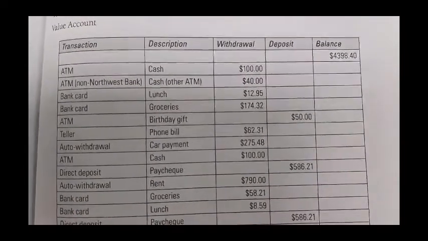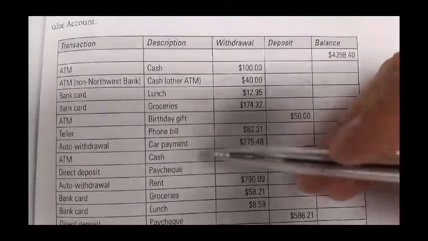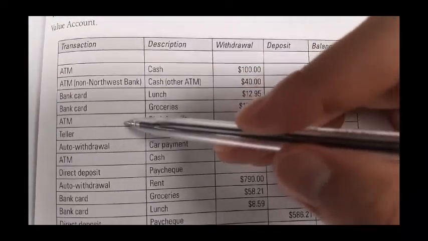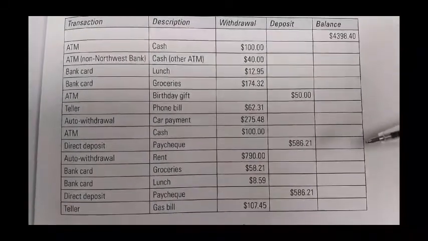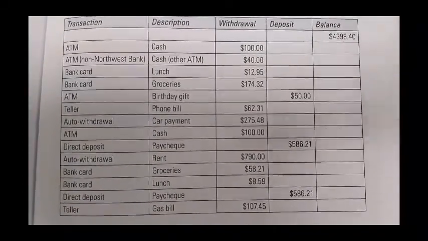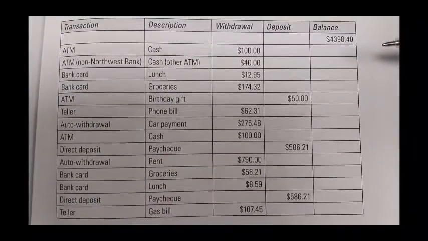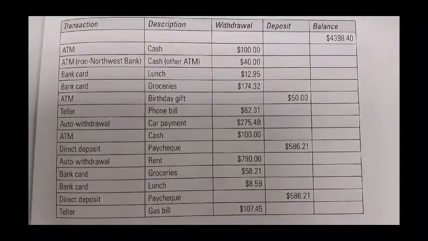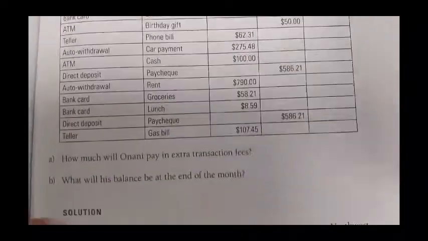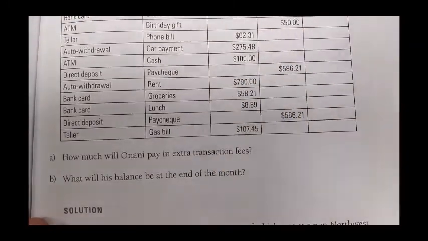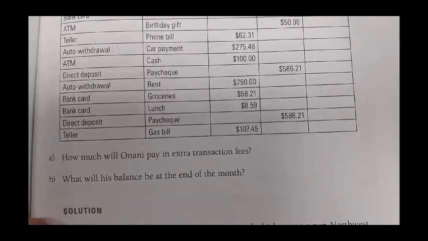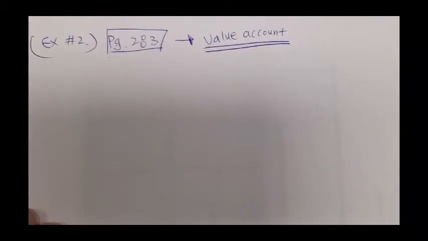I'm just going to show you what transactions we have. As you may notice, we have ATM, bank card, ATM, teller, those kinds of details that are given. This is like your monthly balance information that you can get from online banking, or some people still get a monthly statement, even a credit card statement shows that detail. Now the question is this: how much will Onani pay in extra transaction fees? And what will his balance be at the end of the month? So let's talk about our very first part first. A.